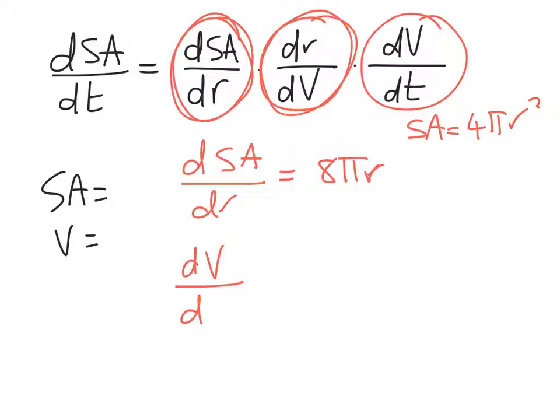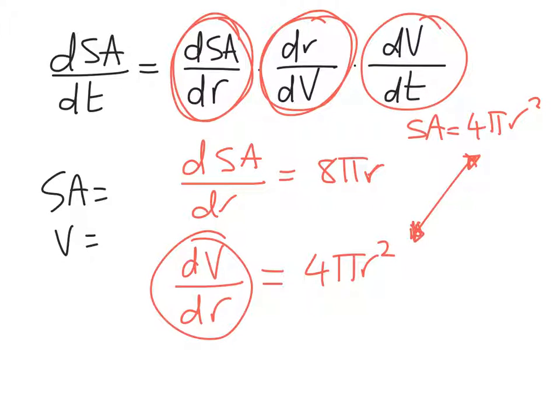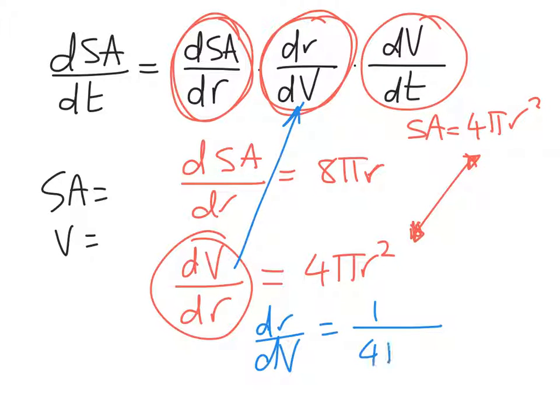Now we've got dV by dr is also really easy. dV by dr is just 4 pi r squared, which you might notice is equal to this. Let's not go into that right now, but it is. We don't want dV by dr, we want dr by dV. So dr by dV is just 1 over 4 pi r squared. And so now we're good to go.